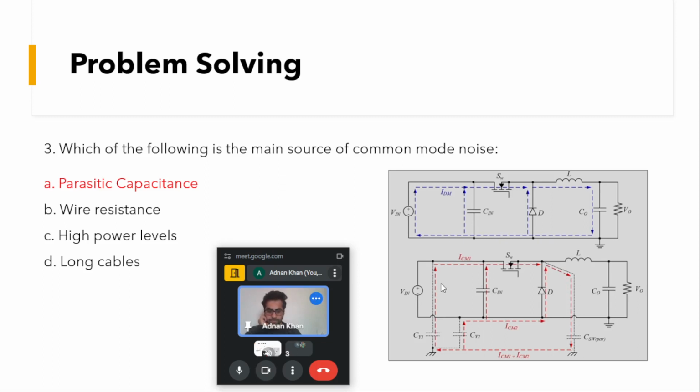Because of this capacitor, these parasitic capacitances are the main source of this common mode noise, because at this node there is a very high dV by dt and di by dt, and the common mode noise gets generated and flows through this parasitic capacitance.